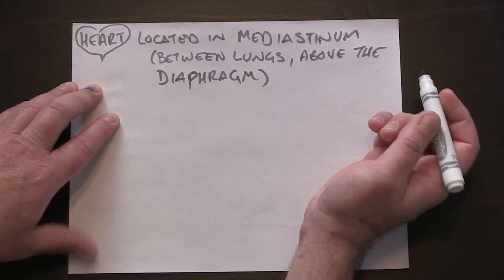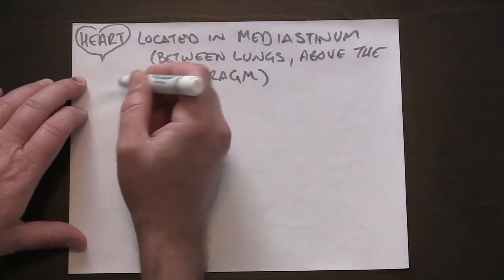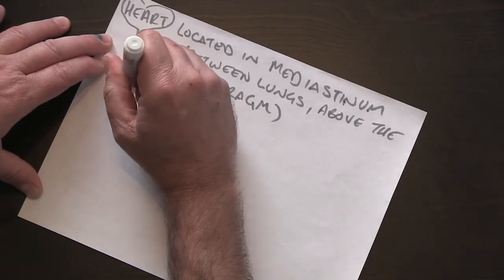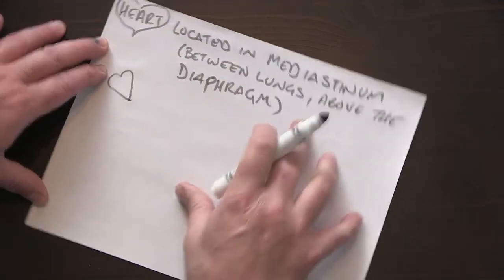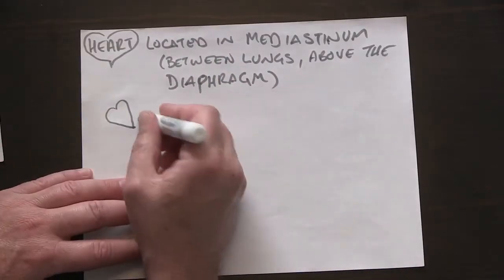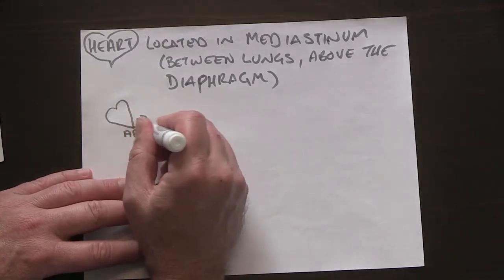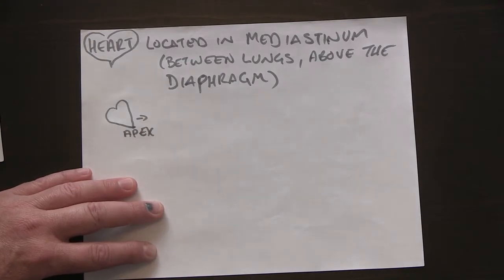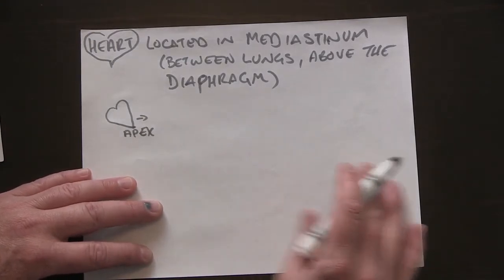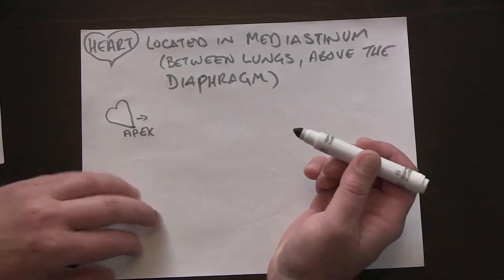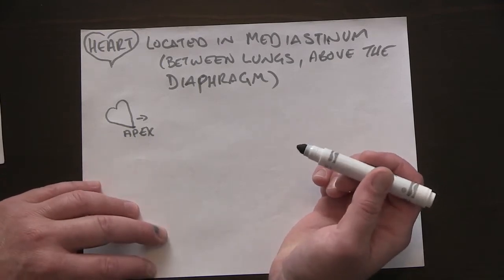Okay. The heart itself tilts, kind of a janky heart, slightly to the left. So it points just a little bit that direction. The tip down here is called the apex of the heart, oddly enough. And it is surrounded by a few layers.